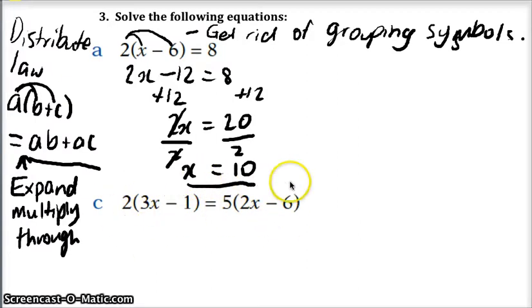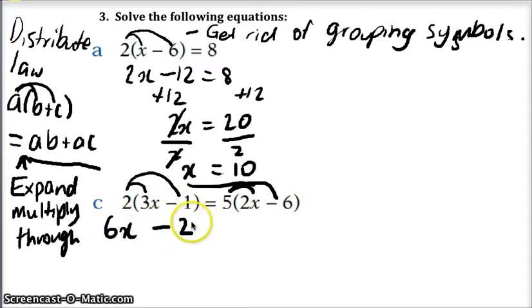This time I've got two sets of grouping symbols on both sides, but we're going to use the same process. Multiply through both sides at a time. 2 times 3 is 6x, minus 2. 2 times minus 1 is minus 2. 5 times 2x is 10x. 5 times minus 6 is minus 30.